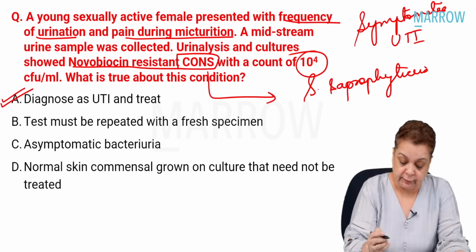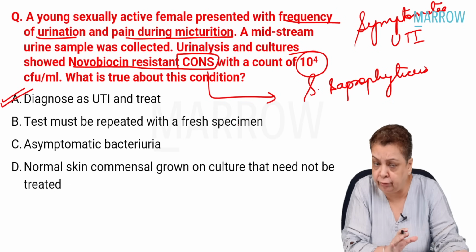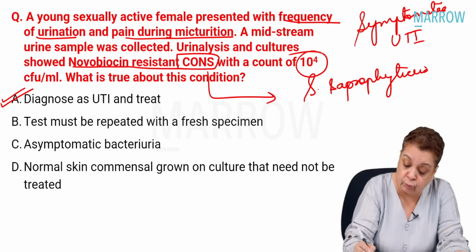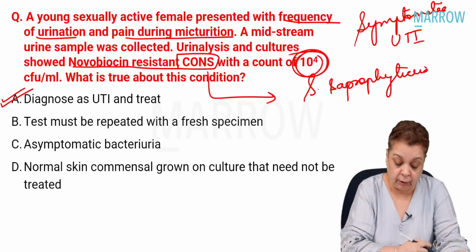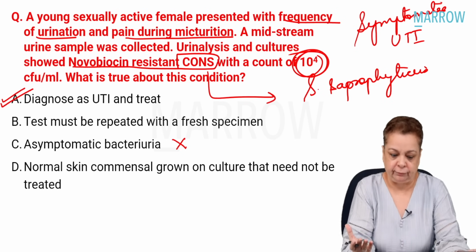Let's read the other options. The test must be repeated with a fresh specimen. Does not need repetition. Why? Because these counts are significant counts. It is not asymptomatic bacteriuria. The patient is presenting with symptoms.